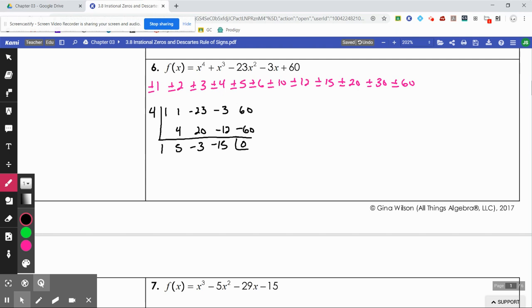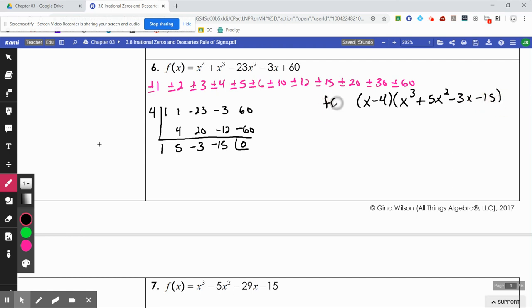I've broken my equation down now into this. You divided by 4, so x minus 4 would be your factor, and you had left x to the third plus 5x to the second minus 3x minus 15 is your new function. Anytime that you have the opportunity, if you have 4 terms, always try factoring by grouping, because that's going to be much faster.